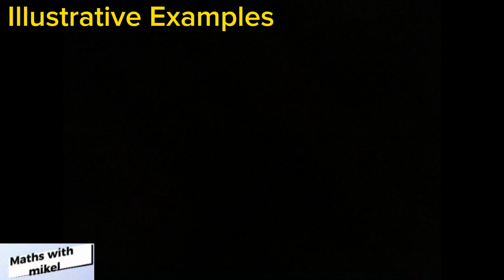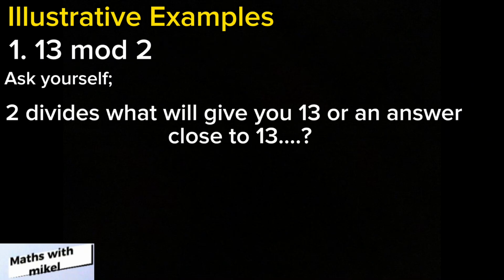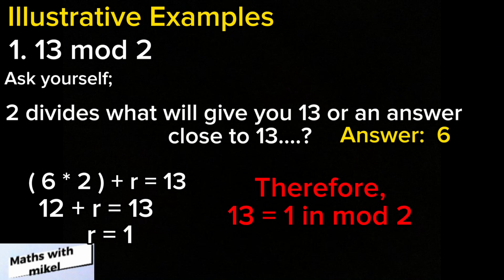Let's take an example. 13 mod 2. To solve this, you ask yourself, 2 divides what will give you 13 or an answer close to 13. So we know that is 6. So we say that 6 times 2 plus what should be 13. So if you perform that simple calculation, you realize that if you multiply 6 by 2, we get 12. 12 plus 1 will give us 13. So we say that 13 is equal to 1 in mod 2.